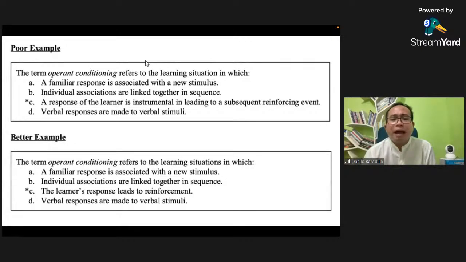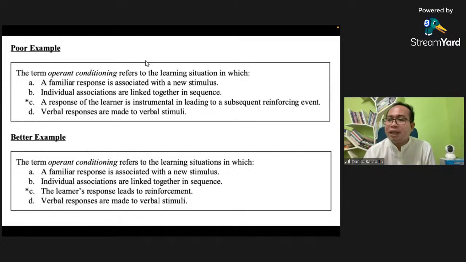So sometimes we have to rephrase, but with the same thought. The problem here is if you don't know how to rephrase, the thought could be different. So we have to know that our rephrasing should be aligned to the thought that is expressed in the definition or in the learning situation.